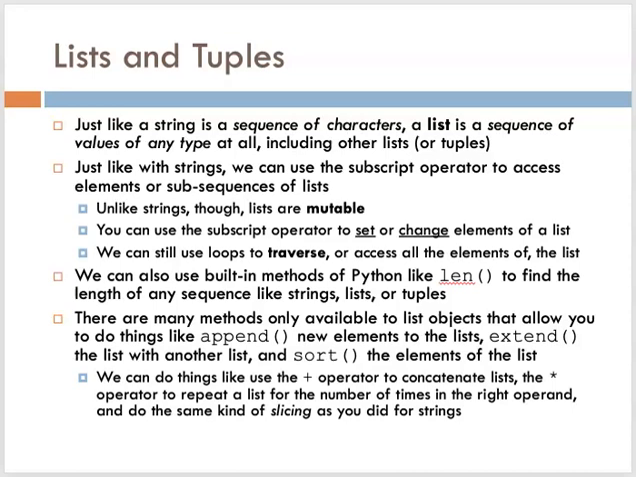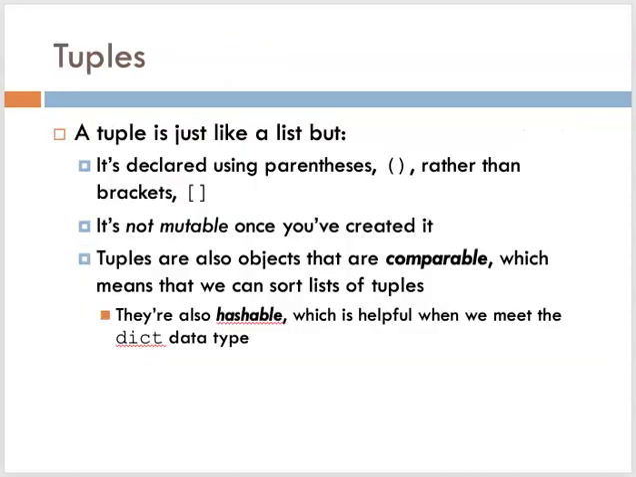And there are many methods that are only available to list objects that allow you to do things like append new elements to the list, extend the list with another list, and sort the elements of the list. We can also use the plus operator to concatenate lists, and the asterisk operator to repeat a list some number of times. It's a binary operator, so the right operand will determine the number of times you'll do it. And we can do the same kind of slicing and dicing as we did for strings.